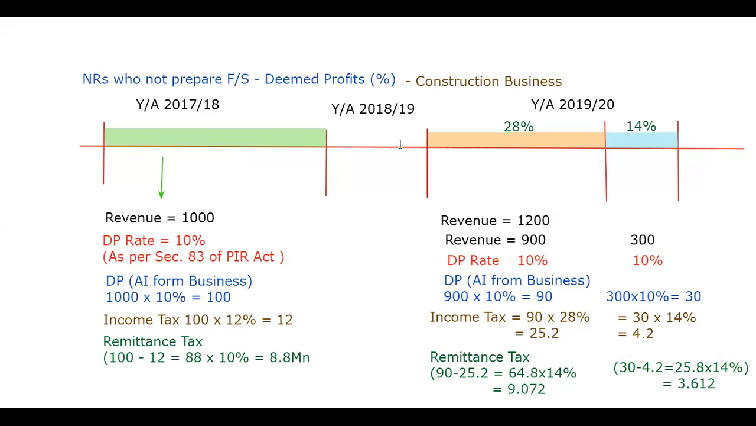This is how you need to calculate for the 3-month and 9-month periods if it is a deemed profit company. This is how you need to calculate the income tax and remittance tax. I will share this one with you as a short note, and I'll move to the tute again.